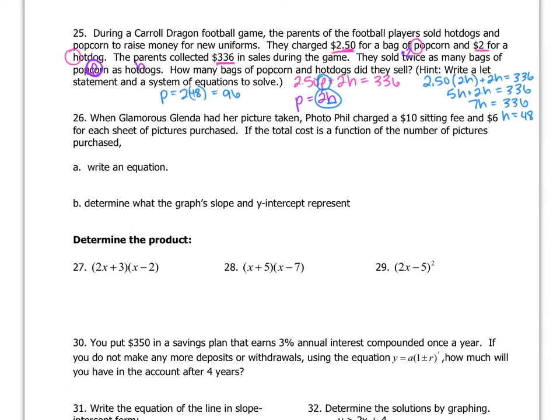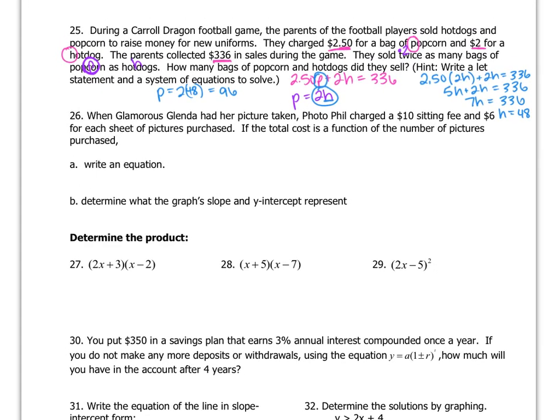Number 26: when Glamorous Glenda had her picture taken, PhotoPhil charged a $10 sitting fee and $6 for each sheet of pictures purchased. If the total cost is a function of the number of pictures purchased, write an equation. Well, we're going to make this look like y equals mx plus b, because we have something that is charged per sheet. That's going to be like your slope. And then we have a starting price, which is going to be 10, which is your y-intercept. So that's going to be y equals 6x plus 10. It goes up $6 for every sheet purchased, and we know it's going to start at $10.